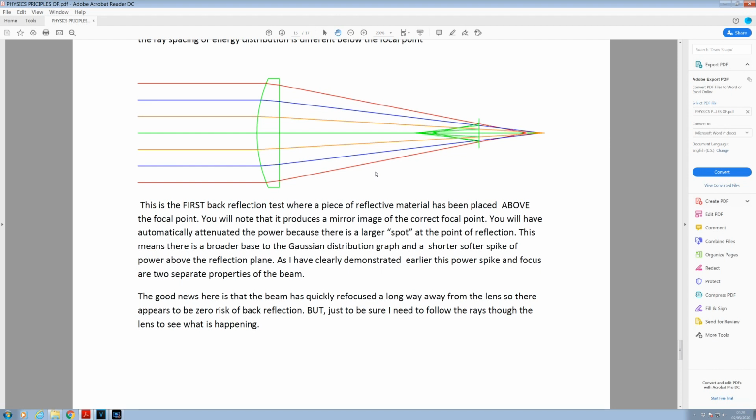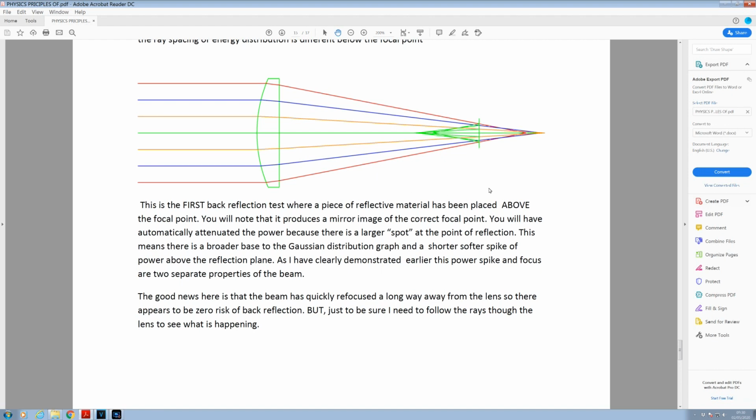Now, in this first test, we're going to move above the focal point, which is supposedly the safe zone. And here's what happens. We get a perfect mirror image of where the rays would be if they were allowed to proceed normally. All that happens is we get them reflected just in front of our mirror plane. Now, this means that they're not going to get anywhere near the lens. And so you must consider that moving above the focal point is definitely safe.